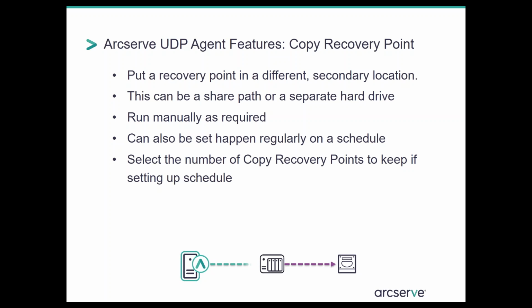And we can run this manually where we can choose which recovery point we want to make a copy of. Or we can set up a schedule so that a copy of the recovery point happens on a regular basis. If we do set up a schedule, then we can choose the number of recovery points to keep, and we can choose after how many backups we want a copy to run. So let's say you're doing daily backups. You can set a copy of a recovery point to happen every week. So you have daily backups on the NAS, and then you can have weekly backups copied to that secondary location.